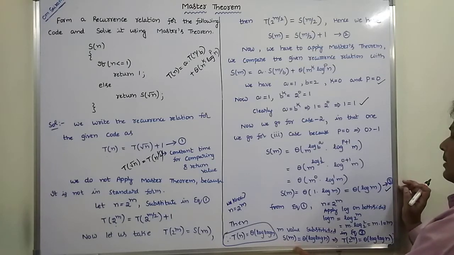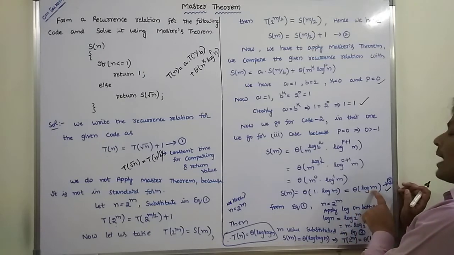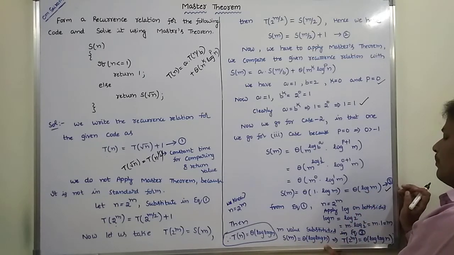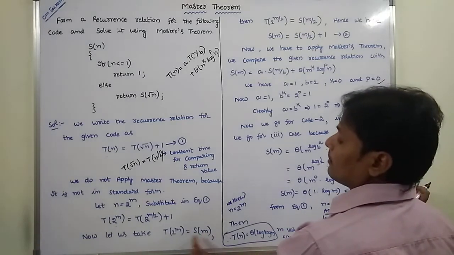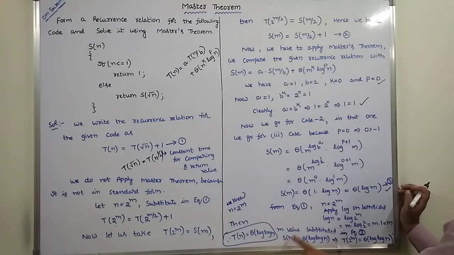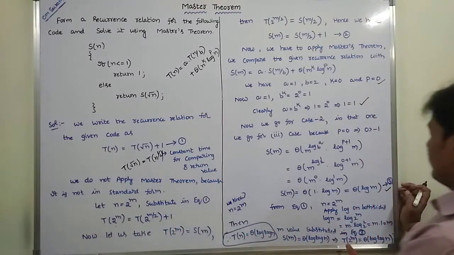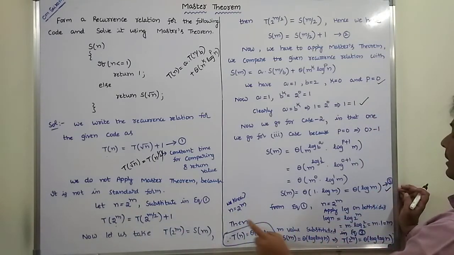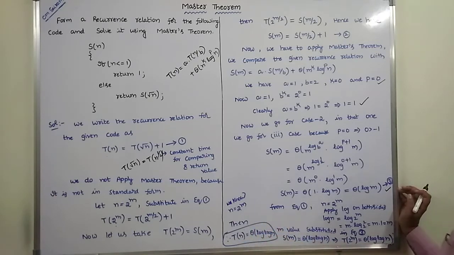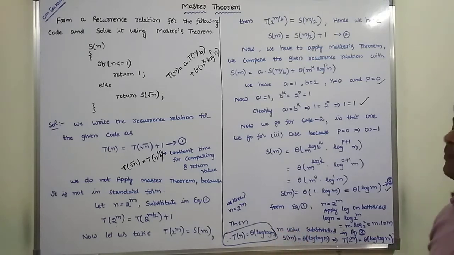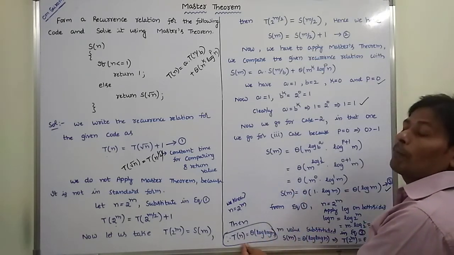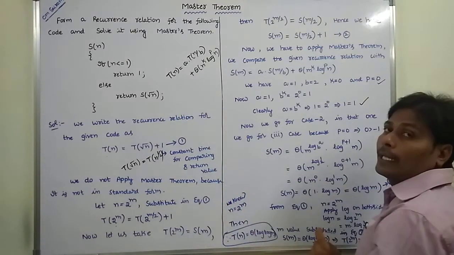Now we are getting S of m is equal to theta of log m, where the value is log n. Here S of m can be written as T of 2 power m. So S of m, written as T of 2 power m, is equal to theta of log n. Here n is equal to 2 power m, then this equation can be written as T of n is equal to theta of log n. So finally, this is the time complexity of this recurrence relation.